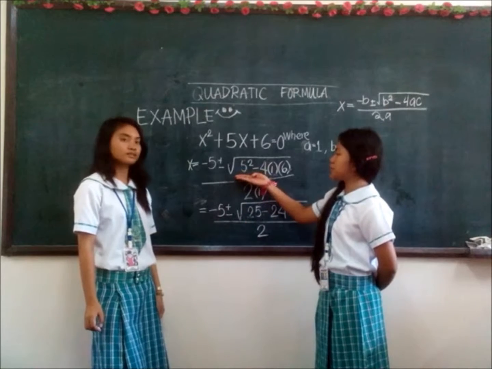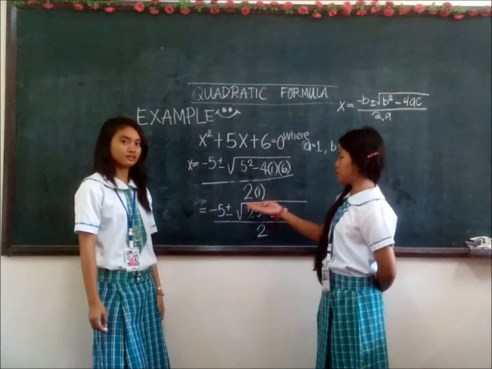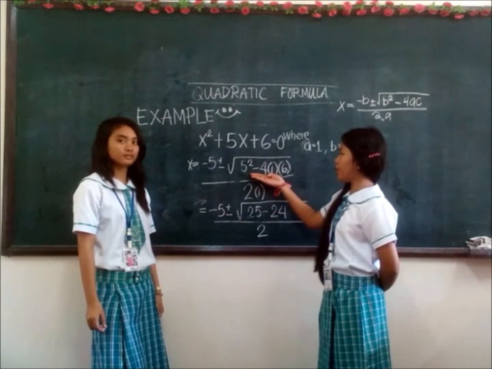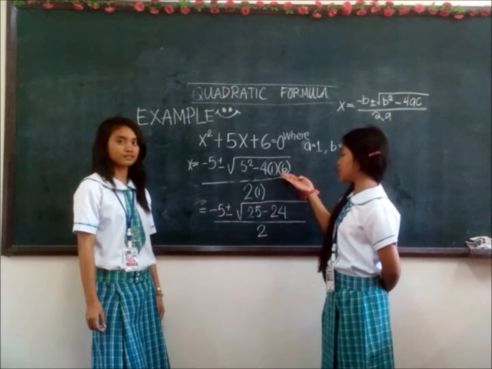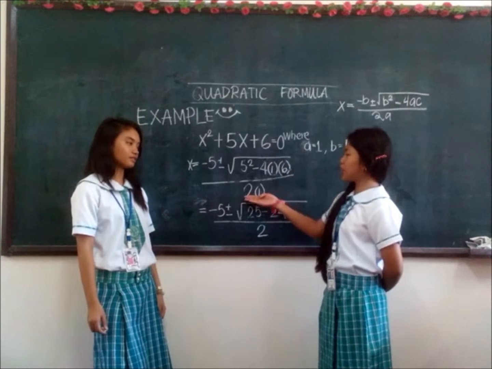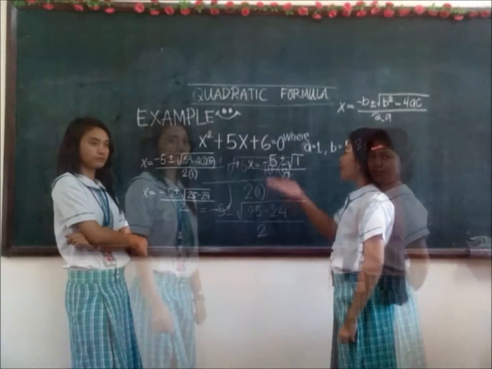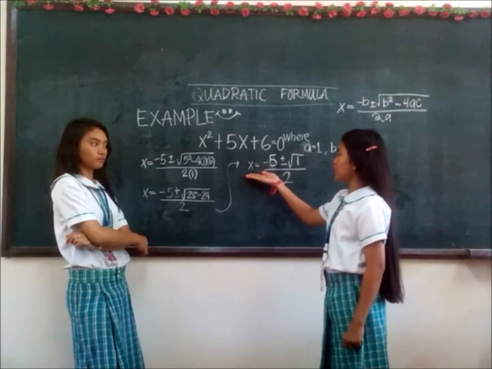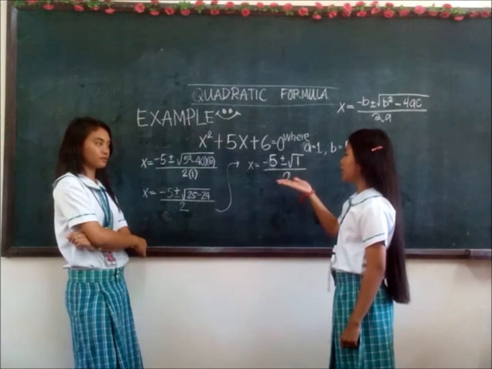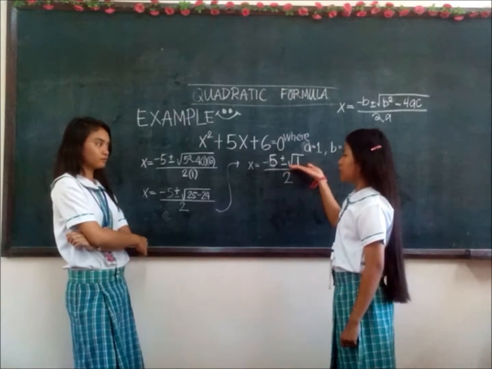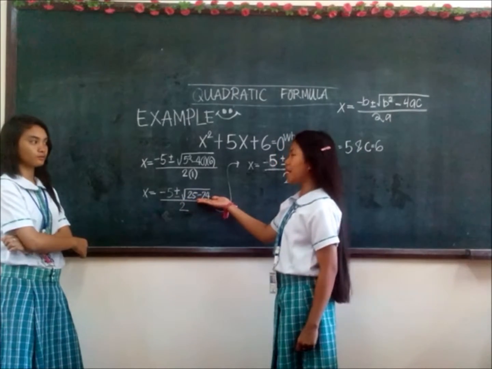25 because 5 squared means 5 times 5 equals 25. Negative 4 times 1 is equal to negative 4. Negative 4 times 6 is equal to negative 24. 2 times 1 is equal to 2. Next, x is equal to negative 5 plus minus the square root of 1 over 2. Positive 1 because 25 minus 24 is positive 1.